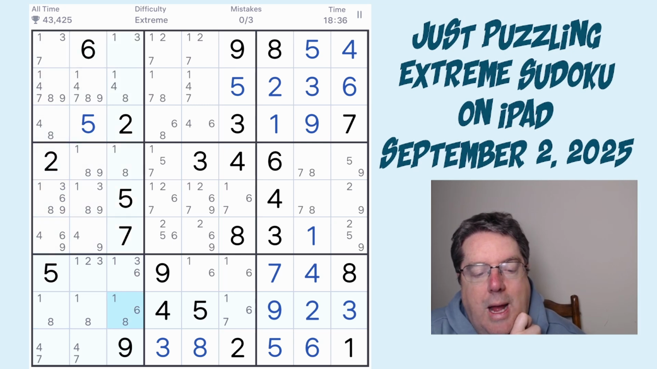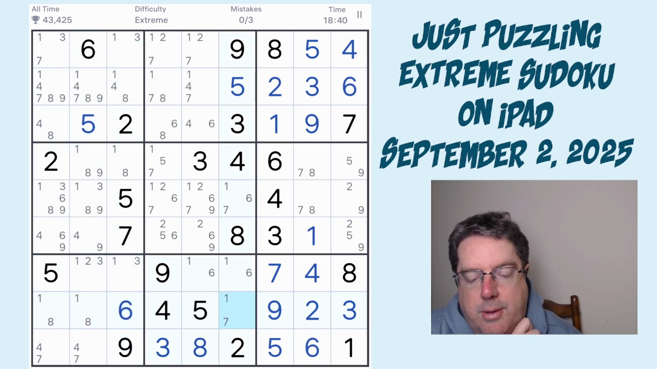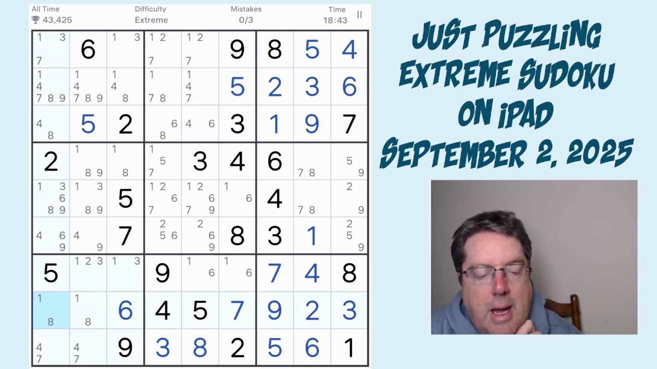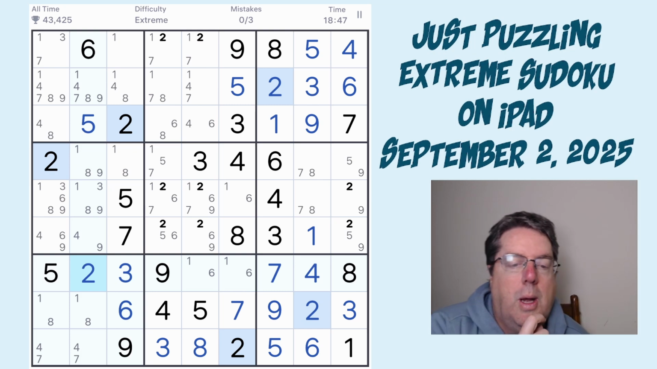So this has become 1, 8, 6. So 1, 8, 1, 8. So that's a 6 there. 1, 8, 1, 8. So that's a 7. 1, 6, 1, 6. That can't be a 1 because that's a pair there. So it's a 3. Leaving this to be a 2 because it can't be a 1.